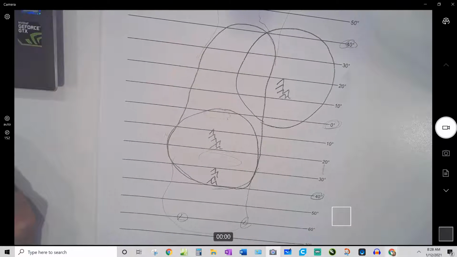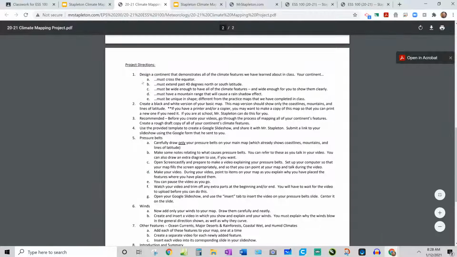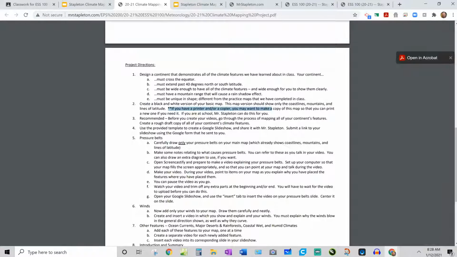So let me go back to this again. So first, design it. Second, create a black and white version of your basic map. That's what I just did. Okay, you may want to make a copy of this. I don't know if you have the ability to make copies of these things, but I don't think you really need to as long as you're careful. Worst case, you could always reproduce it if you needed to do that.